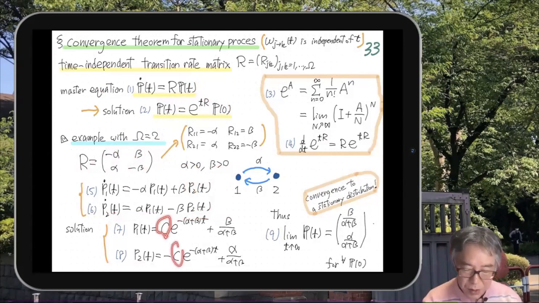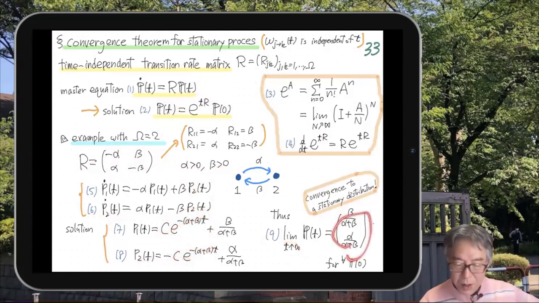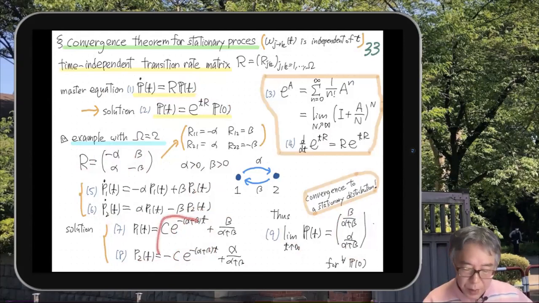C is an arbitrary constant, which is determined by your initial state. But anyway, if you examine the behavior of this, here is an exponentially decaying factor. So if you let t go to infinity, these terms vanish, and you see that this converges to this single probability distribution. Okay, so this C depends on the initial state, but this initial-state-dependent part vanishes, and you get this. So here is the convergence to a single stationary distribution.